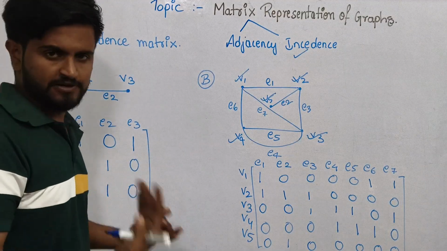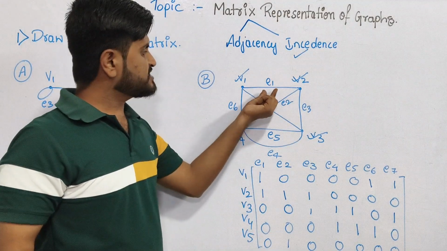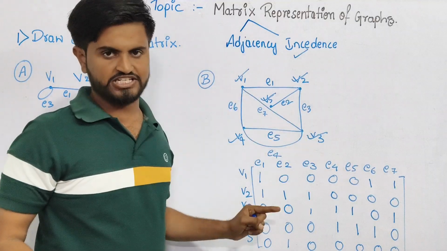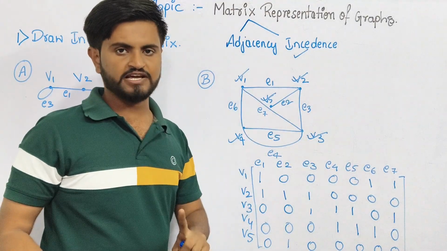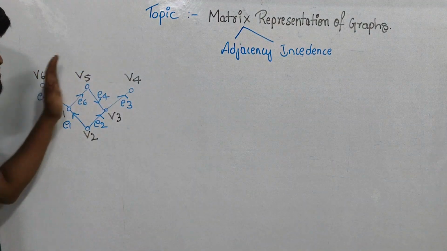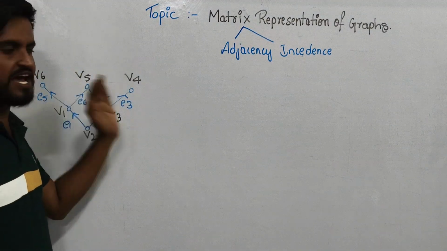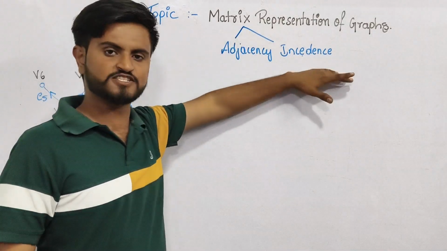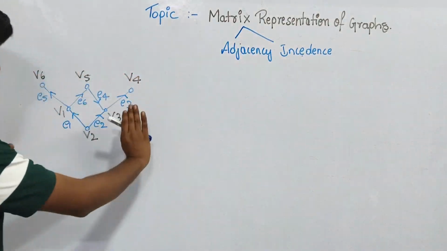Now we have completed type 1, that is, when the edges do not have direction. Now let's discuss the second type, in which there will be directed edges. This is the second type of problem which can be asked under the concept of the incidence matrix. So the graph is given.